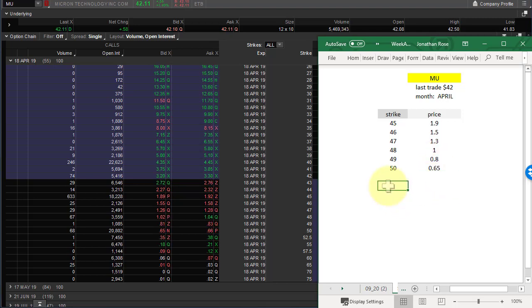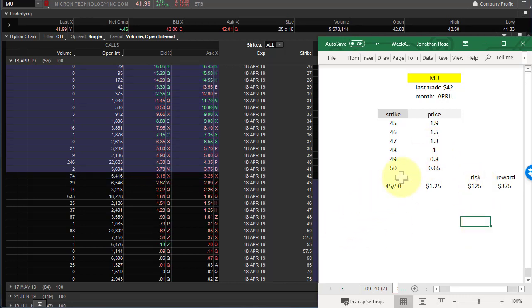Now, I would look to doing an upside vertical call debit spread. So you could do the 45 against the 50s. If you do this, you're buying the 45s and you're selling the 50s. The cost of this would be $1.90 minus 65 cents, which is $1.25. Now, if you do this trade, your risk on a one lot is $125 and your maximum reward is 5, the difference between the strikes, minus $1.25. So your reward is $375 by doing the trade this way. And again, this would be buying the 45s and selling the 50s.